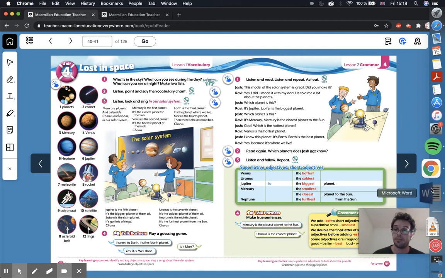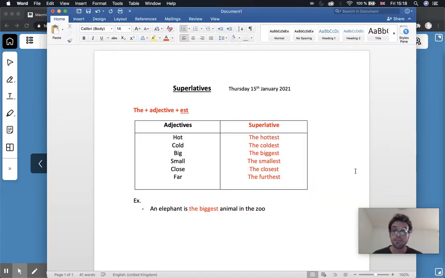Okay, so in your notebook, I would like you to put the title Superlatives, just like this, Superlatives. And the date today is Thursday, 15th of January, 2021. Okay. Very good. Now, we're going to copy this into the notebook. Vamos a apuntar todo esto en la libreta.